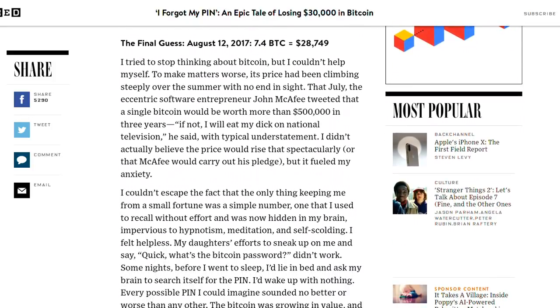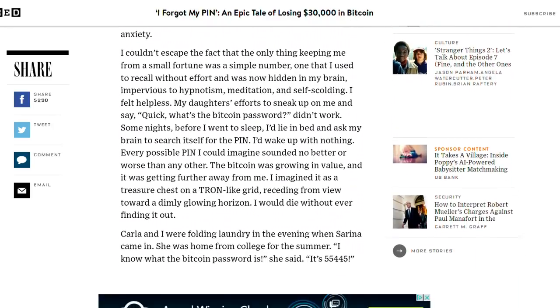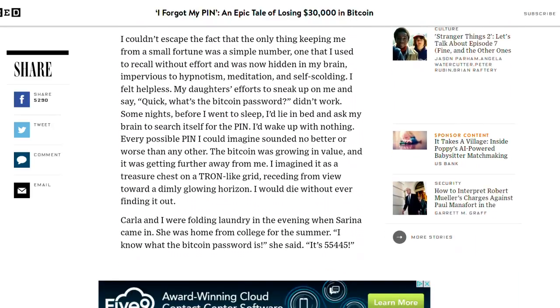And his bitcoins are now worth $28,000. No. I couldn't escape the fact that the only thing keeping me from a small fortune was a simple number, one that I used to recall without effort and was now hidden in my brain, impervious to hypnosis, meditation, and self-scolding. I felt helpless. My daughter's efforts to sneak up on me and say, quick, what's the Bitcoin password?